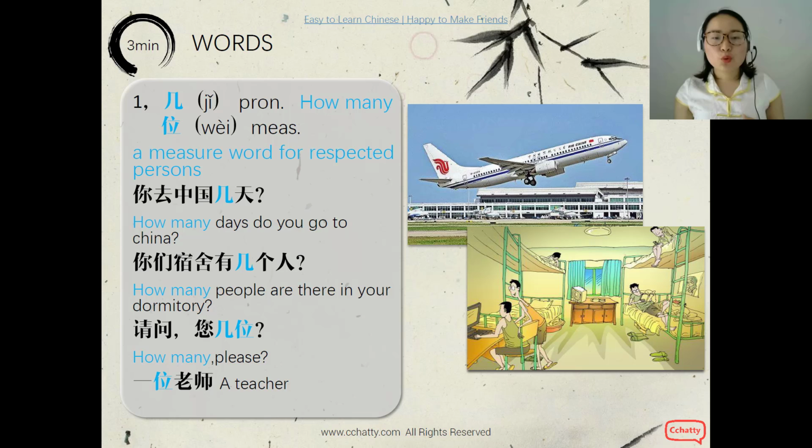你去中国几天？So read it again. 你去中国几天？We put the question word at the end. Remember, we learned in our last lesson, 几天, how many days?